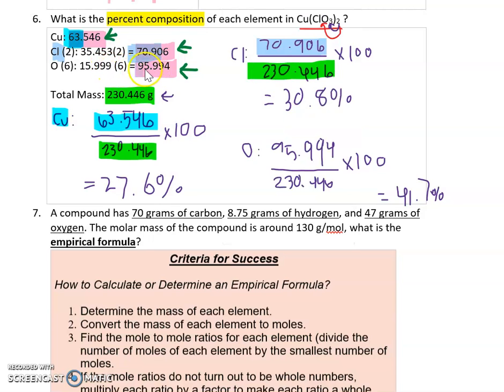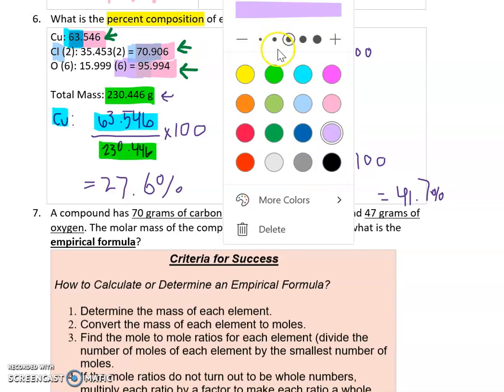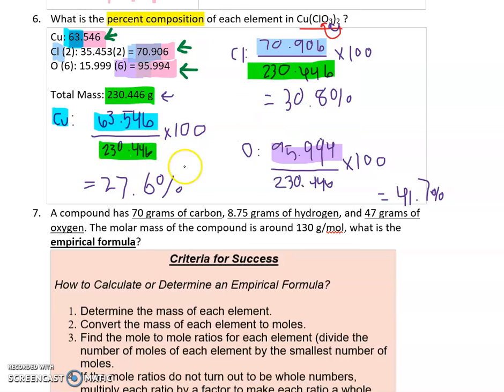So to recap one more time, I found the mass of oxygen in my compound. Remember, I had to multiply by the subscripts. I put it at the top of my equation, and then found the total mass of my compound and put it at the bottom, and multiplied by 100 to get my percentage.